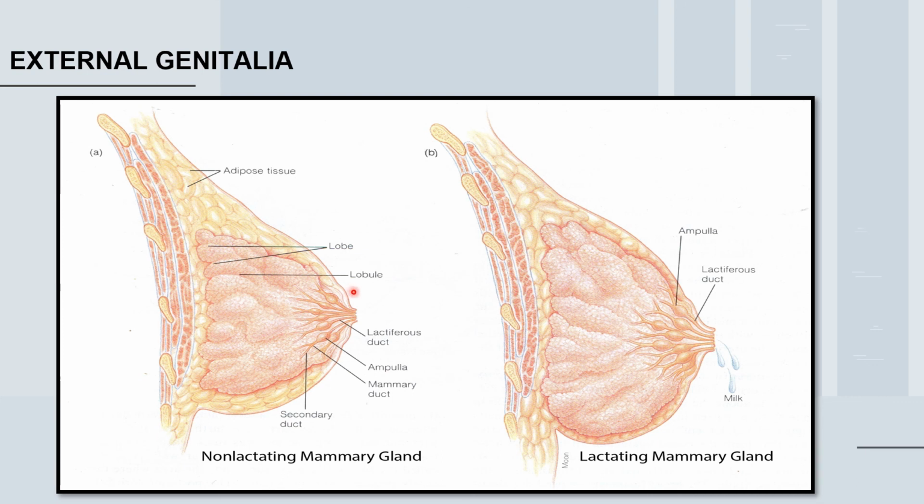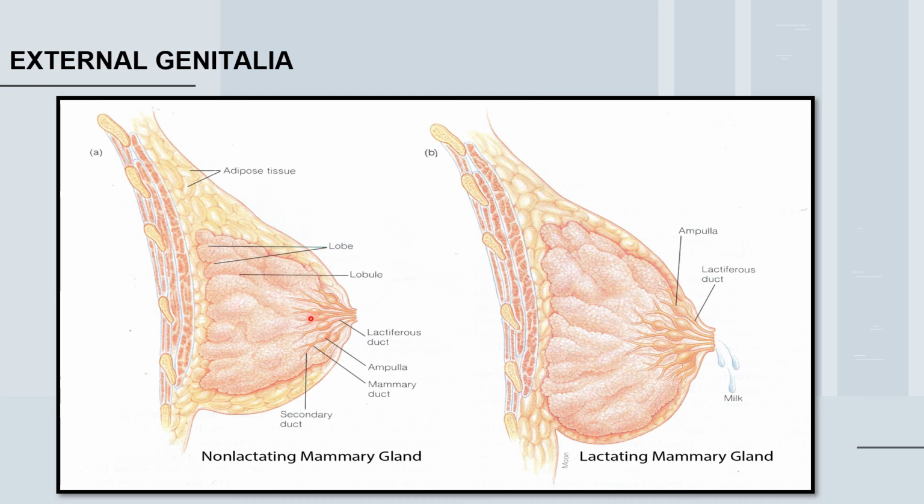Mammary glands are made up of lactiferous glands, which help to produce milk, and they also comprise fatty connective tissue made up of fats or fatty cells.